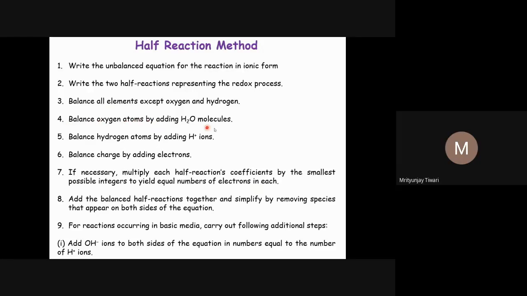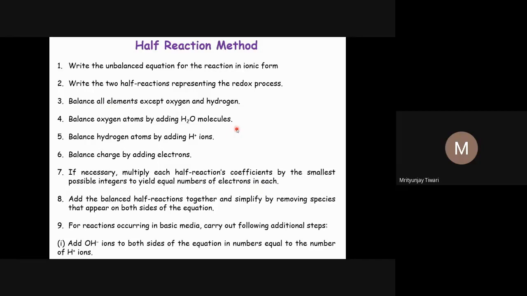Then, in the fourth step, we balance oxygen atoms by adding water molecules. How do we do that? Suppose on the left hand side of the reaction there is an excess of 5 oxygen atoms. Then you add 5 water molecules to the right hand side. If the opposite is happening, and some extra oxygen is there on the right hand side, then you add the same number of water molecules to the left hand side, equal to the extra number of oxygen atoms, to balance the oxygen atoms.